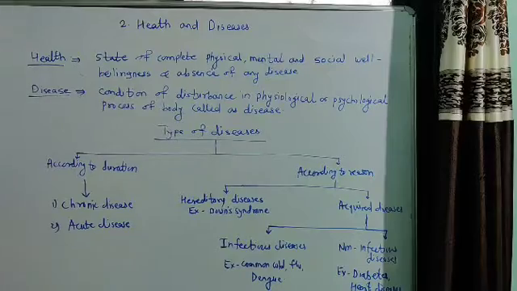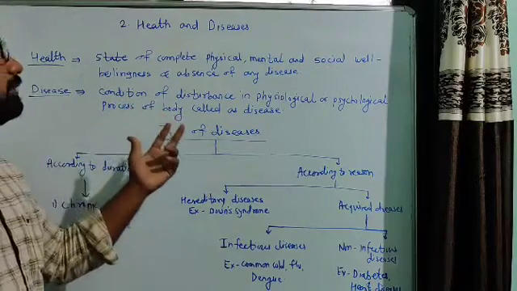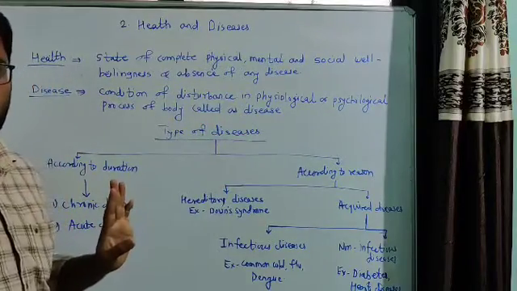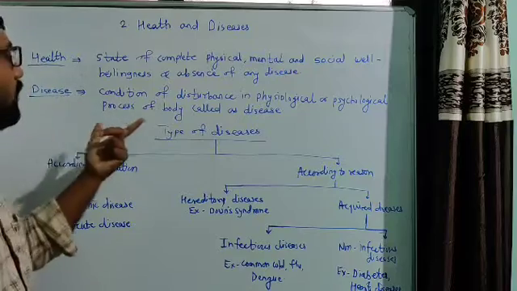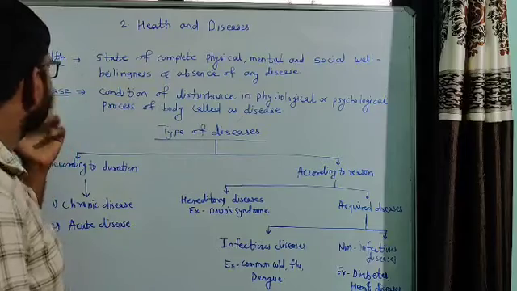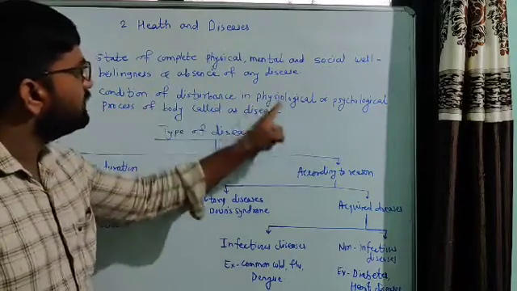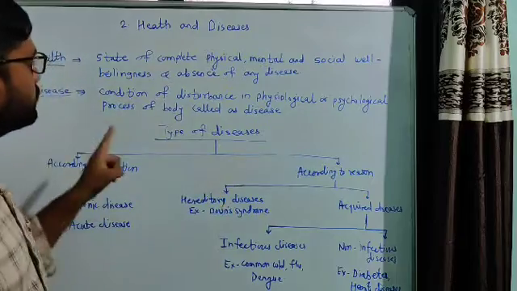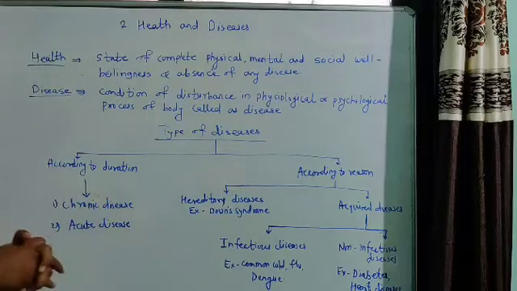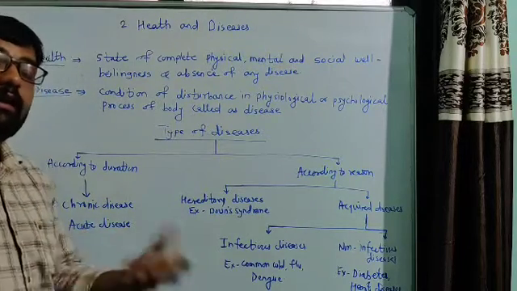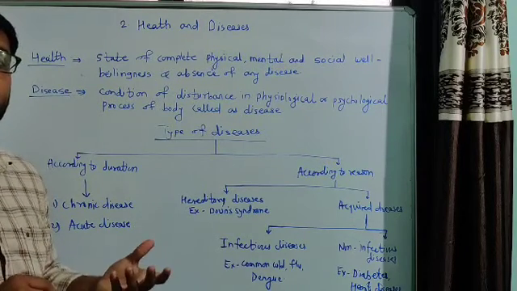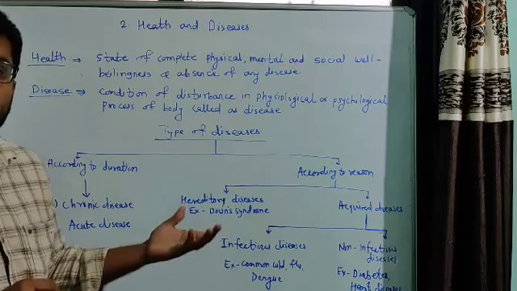So in a disease what happens? We lose our physical fitness and also psychological control, okay. So that stage of body is simply called disease. We have to remember the definition of disease again: condition of disturbance in physical or psychological process of body is simply called disease, okay. Now we have to study various types of diseases in this chapter, okay.